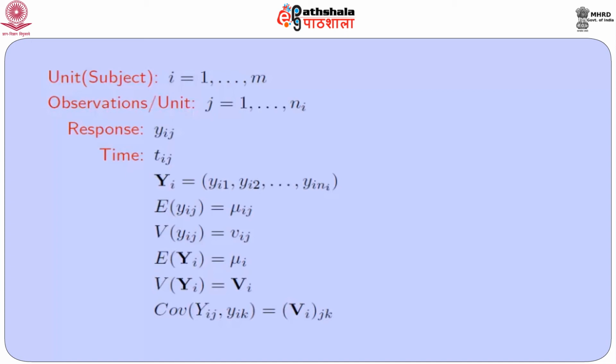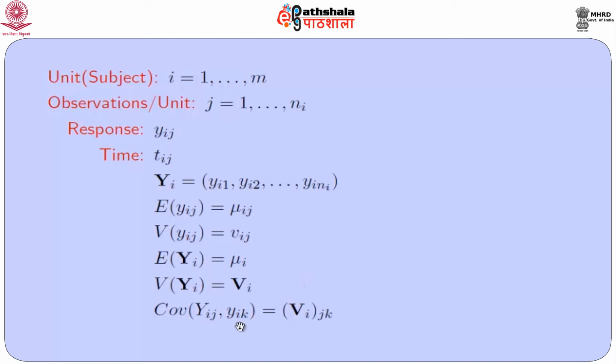The mean of each is denoted by mu ij, the variance of each by sigma ij. The expectation of the vector capital Yi is mu i, and the variance of the vector capital Yi is Vi. The covariance of Yij and Yik is sigma i,jk, so that's the jkth element of the matrix Vi.